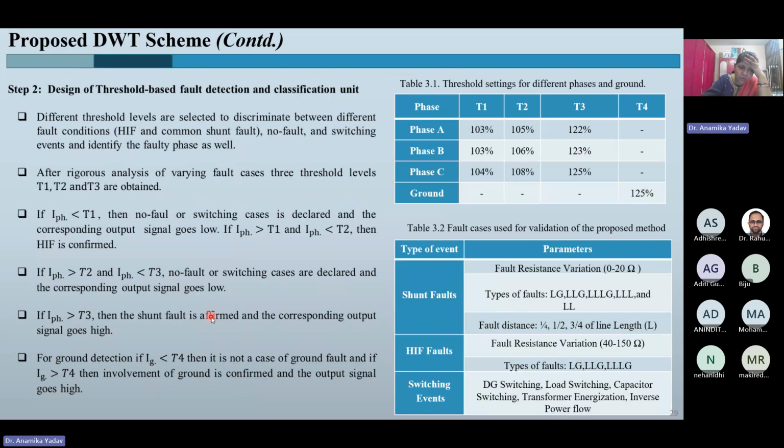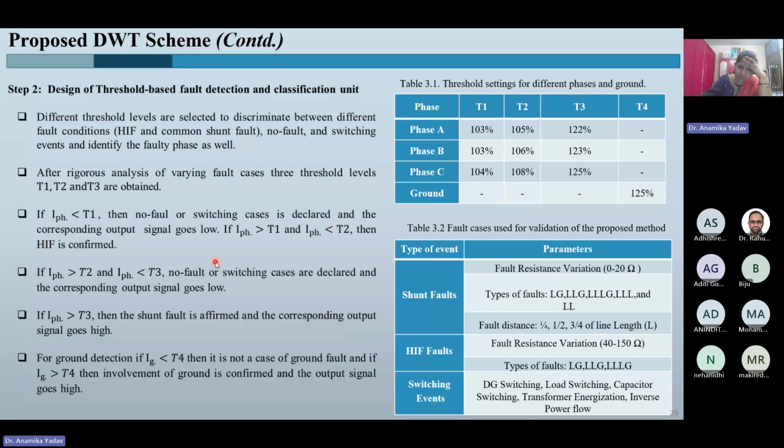But if there is no low impedance fault, rather if it is a high impedance fault, in that case it is to be checked whether the phase currents feature vector is less than T1. If yes, then it will be a non-faulty event, but if it is greater than T1 but less than T2, then HIF will be confirmed.